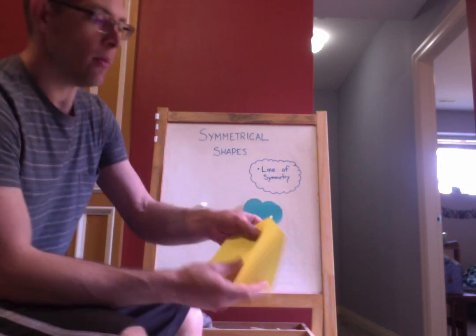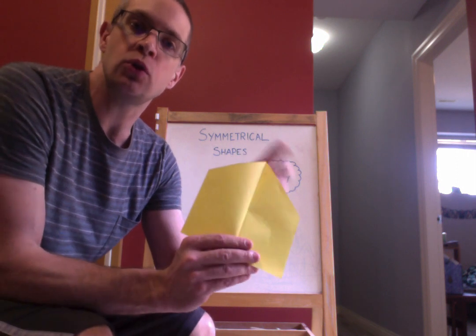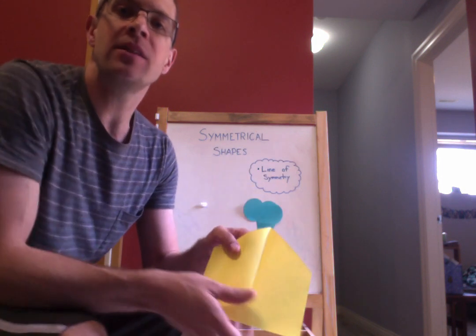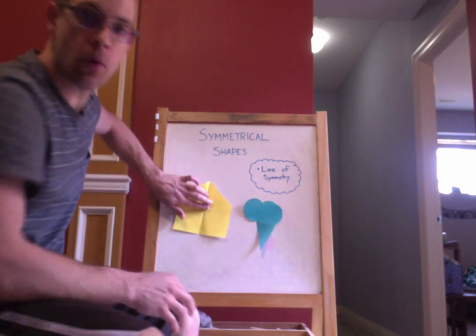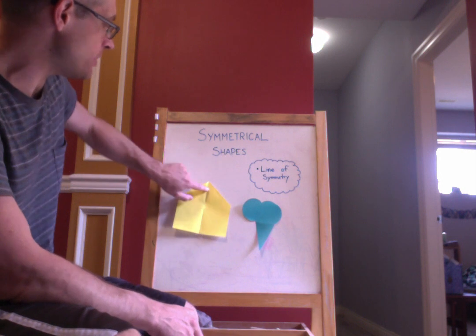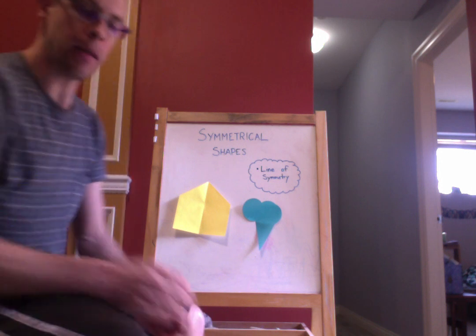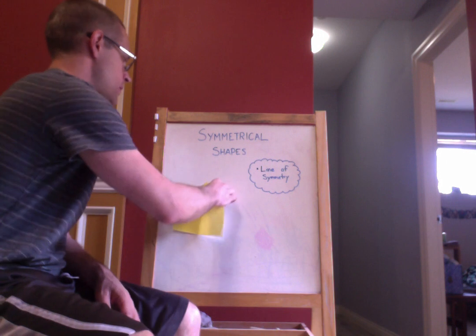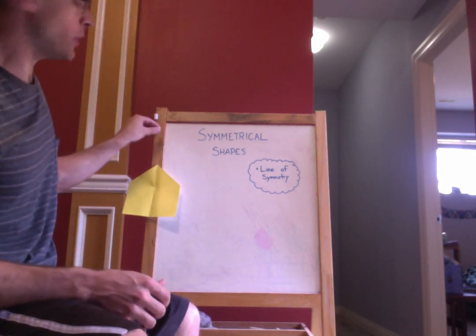Okay? Now, this line that divides my symmetrical shape into two equal or two exact shapes, two congruent shapes, is called the line of symmetry. Okay? Line of symmetry is going to be very important. So this is my line of symmetry, which divides my shape into two congruent pieces. Okay? I'm going to show you guys two more shapes. Let's put our house over here so we can remember it for later.